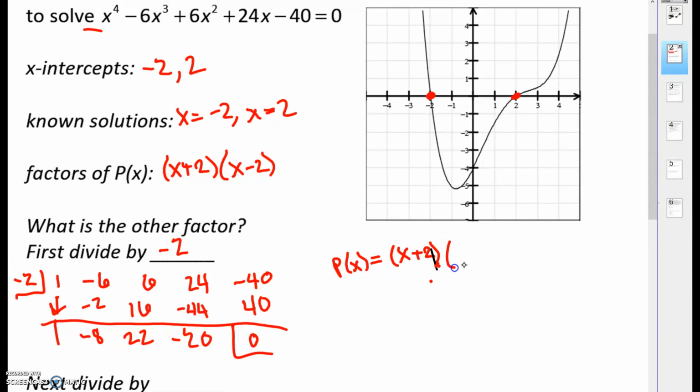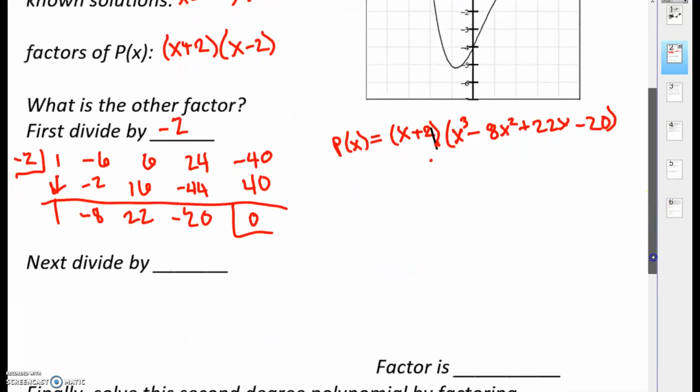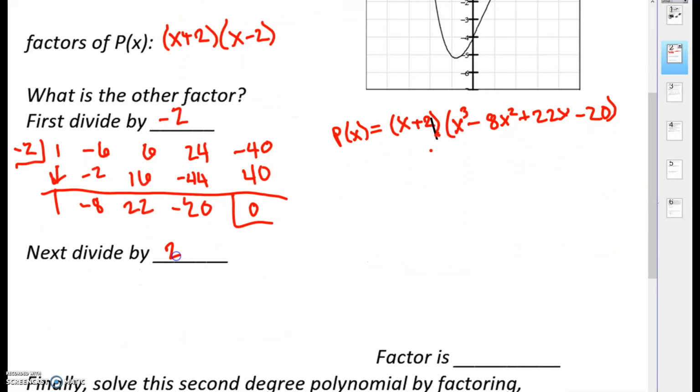x cubed minus 8x squared plus 22x minus 20. So we've now partially factored this, but let's keep going. I'm now going to divide by positive 2, what's left over. So I'm going to put positive 2 in my box.